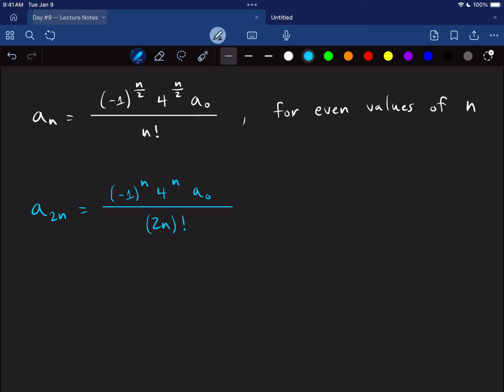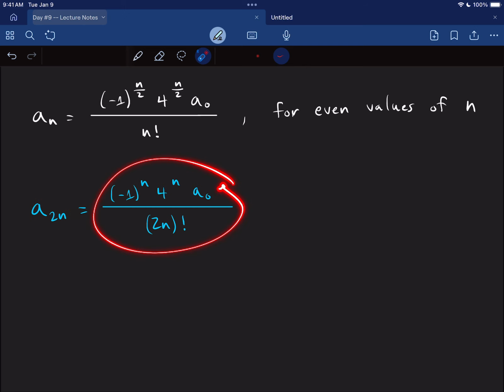I get a nice formula right there. And we can look at this and say, all right, well, let's look at the blue. And let's say, what if n was 1? Well, if n is 1, then I have a2 is equal to, you can plug in 1 into here, and you get something. And that gives me a value for a2.